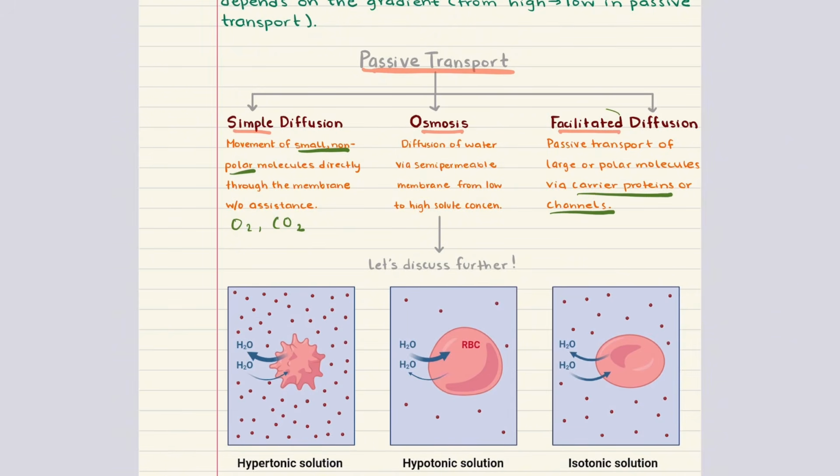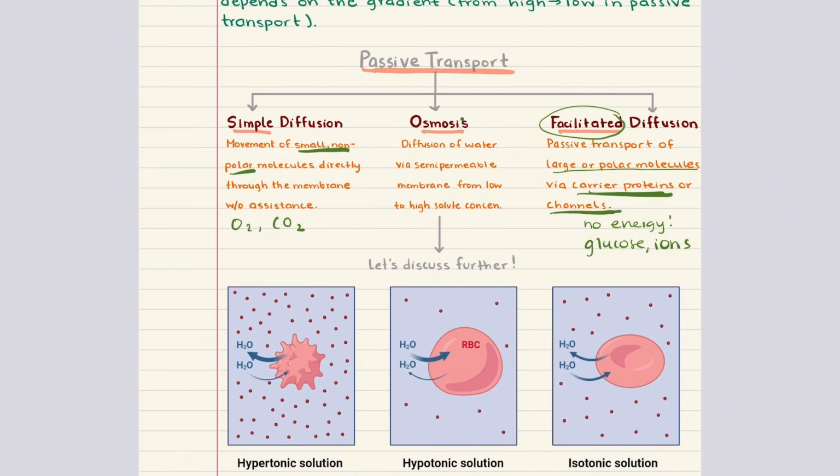This is where facilitated diffusion comes in. Please note, it's still passive. It does not require energy, but it does rely on specific proteins in the membrane to help molecules move across. These proteins can be channels, which form pores that allow molecules or ions to flow through, or they can be carriers, which bind to the molecule, change shape, and then release it on the other side. Large polar molecules like glucose and ions like sodium and potassium often use this type of transport.